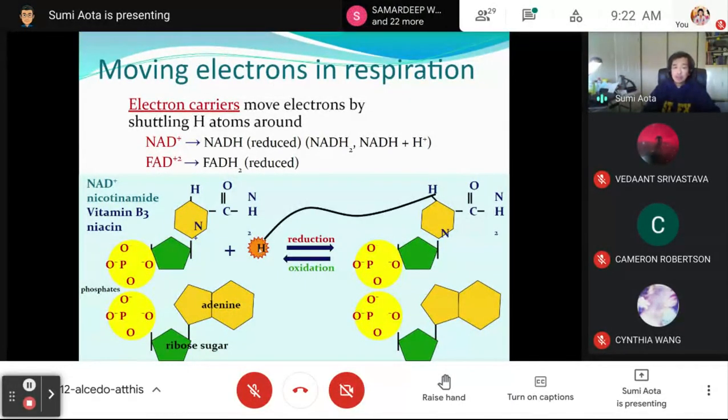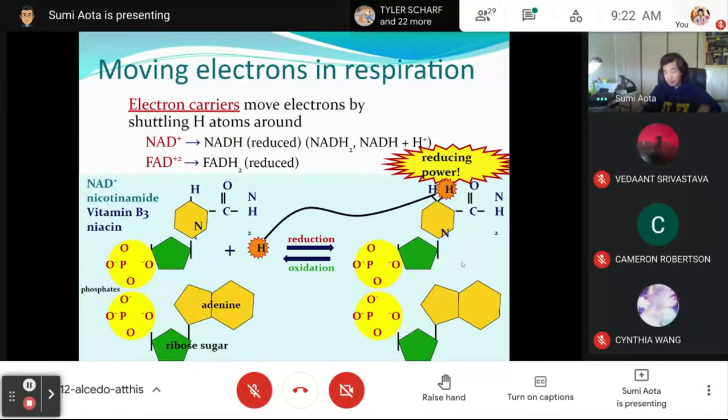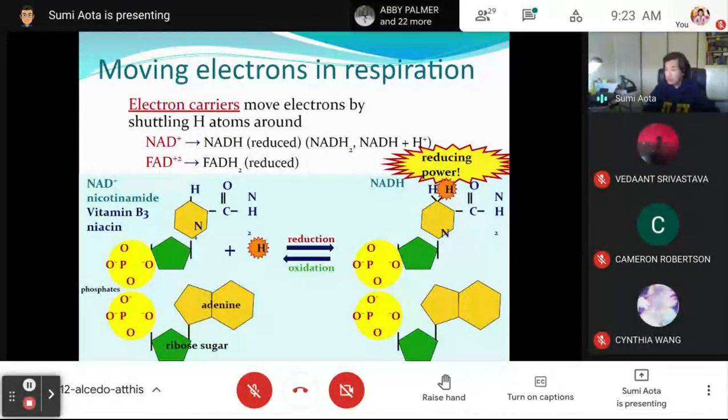The hydrogen that NAD plus accepts actually gets bound here. So this molecule now has electrons. It has the ability to reduce things. It has the electrons, and it can now use those electrons to power other things. So this is NADH. You don't need to know the structure of this molecule. You need to know what NADH represents. Now, here's the important bit.